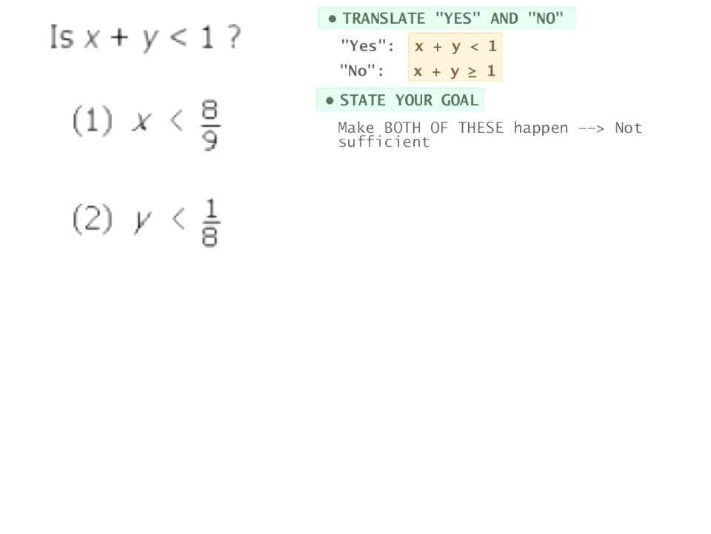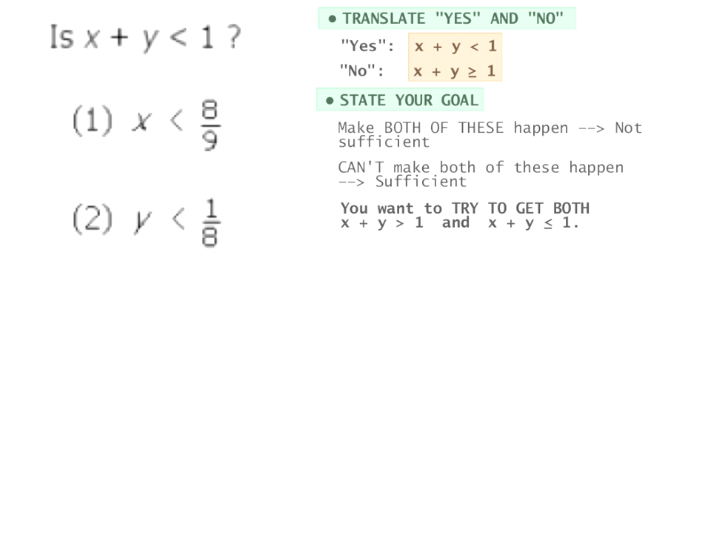And if you cannot make both of these happen, if you try to make both of these happen and you fail, then that's sufficient. So again, the not sufficient is always the goal here. You want to try to get both: x plus y is greater than 1, and x plus y is not greater than 1. Okay. Well, so the individual statements, if you understand that this is your goal, this should really not be so bad.